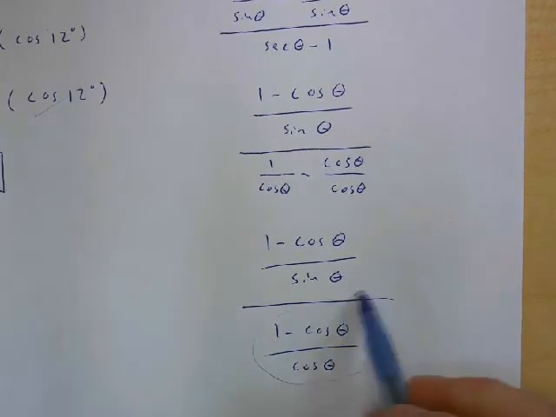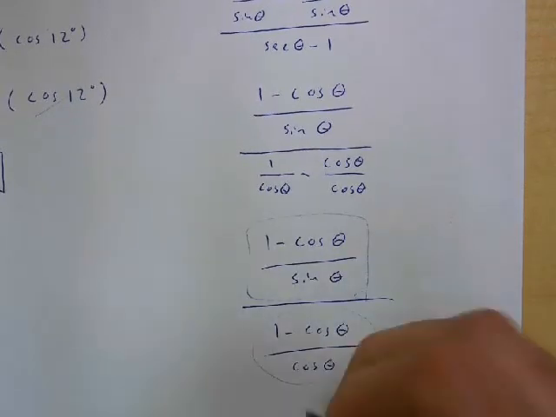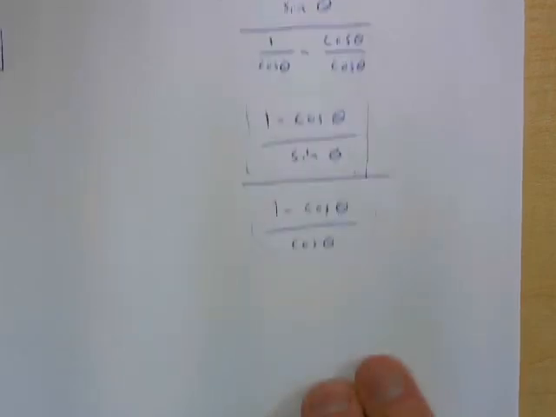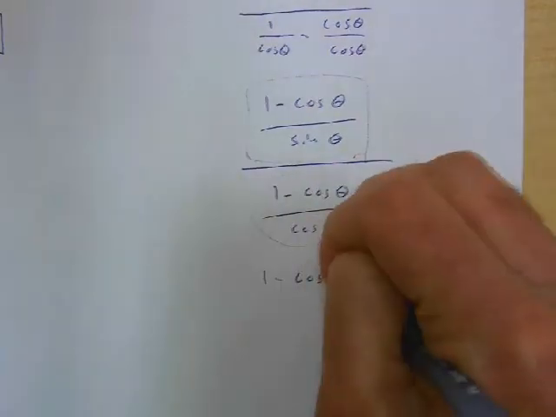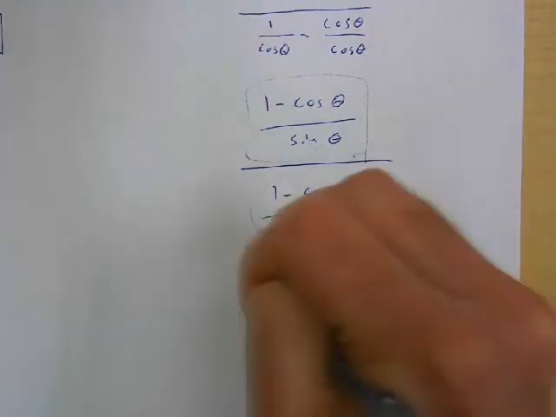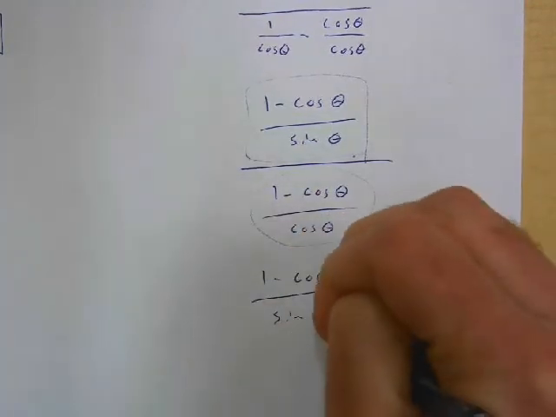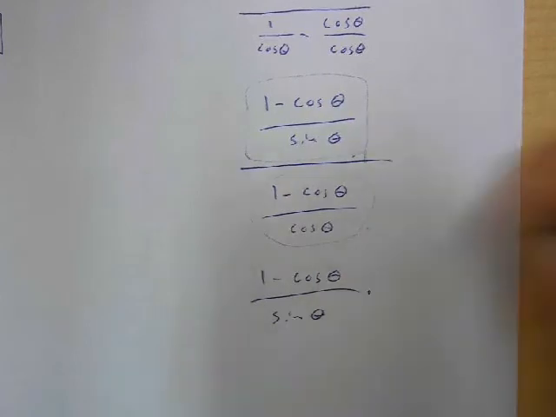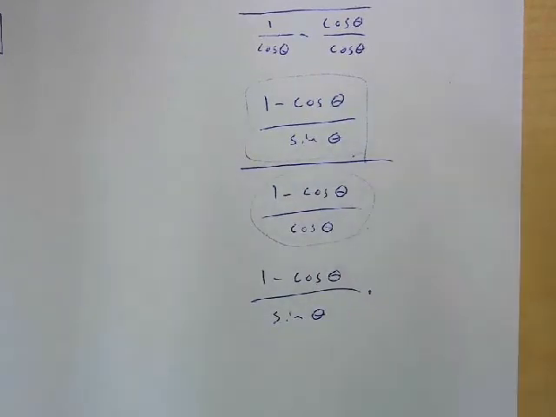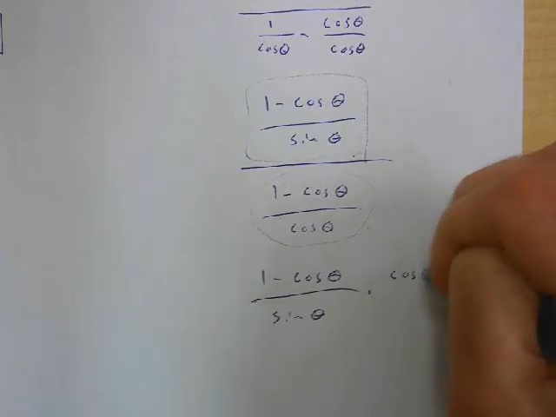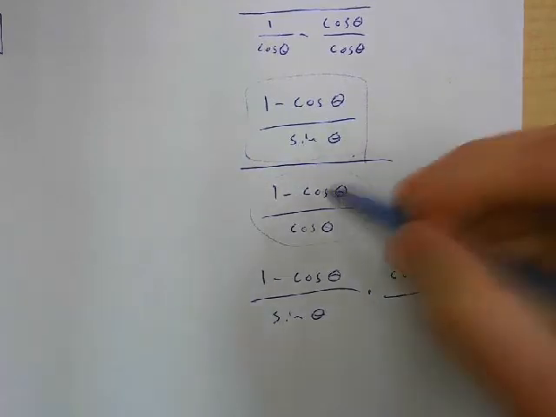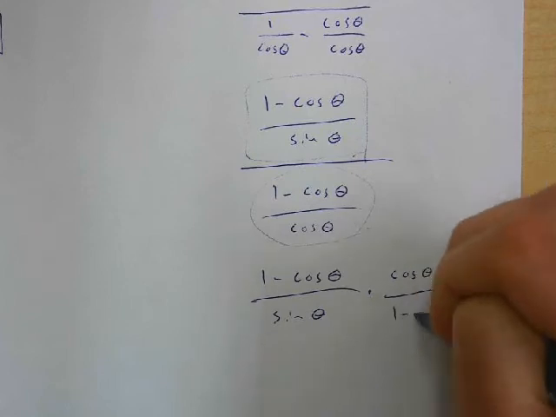So then I want to take my numerator, which is this part here, 1 minus cosine theta, need some more space down here, 1 minus cosine theta over sine theta, times the reciprocal of my denominator. Okay, so it's going to be cosine theta on top over 1 minus cosine theta on bottom.